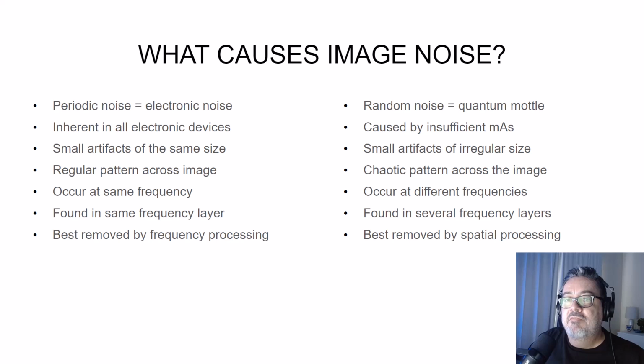They're going to be found at different frequencies within several different frequency layers. So it's much more difficult to remove by using frequency processing as a result. It's best removed by spatial domain processing algorithms, which, if you recall, is pixel location specific. Please be able to distinguish the difference between periodic noise and random noise.